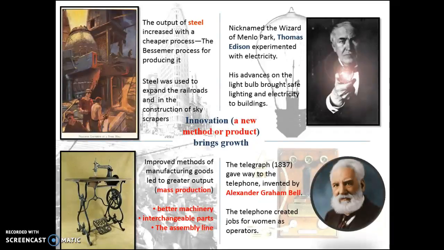You're going to have improved methods of manufacturing goods led to greater output. This is mass production. Like when Nike makes shoes, they do it in mass production. So you have several shoes come out instead of just one. You're going to have better machinery, interchangeable parts, meaning that you can use these parts on any shoe that you're building or any car. So this is going to lead to the creation of the assembly line.